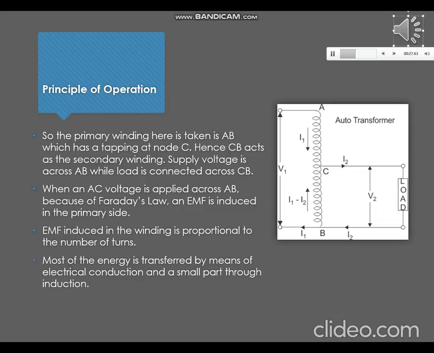So when the AC voltage is applied across the primary winding, because of Faraday's law, an EMF is induced in the primary side. Due to mutual induction, this EMF is also induced on the secondary side. The EMF induced in the winding is proportional to the number of turns. Therefore, the secondary voltage can be varied by just changing the secondary number of turns. Another thing to note here is that most of the energy is transferred by means of electrical conduction, and a small part through induction.